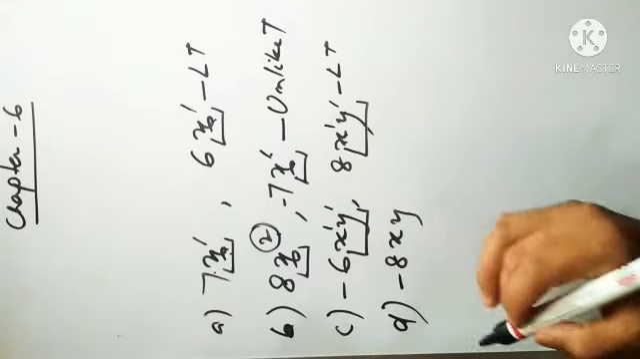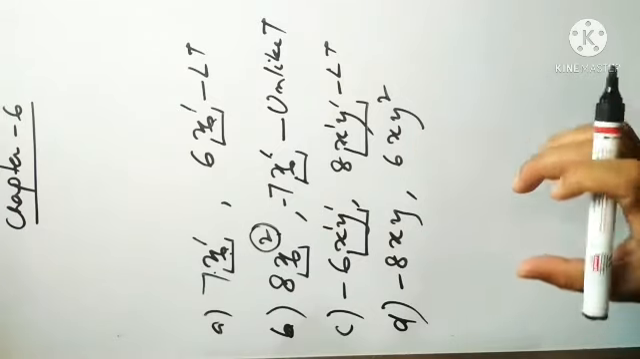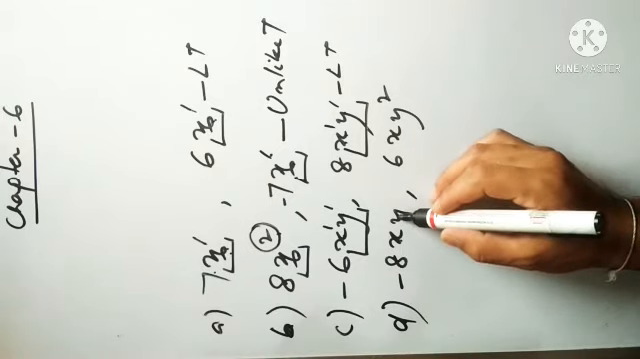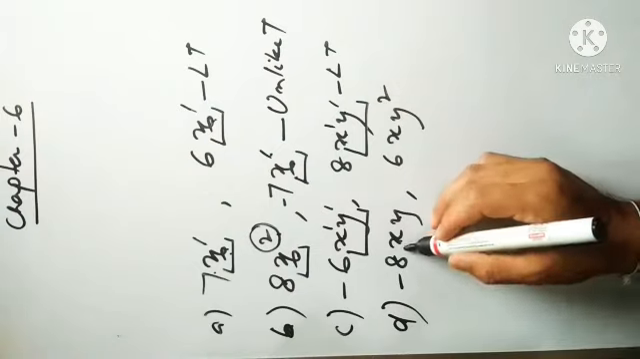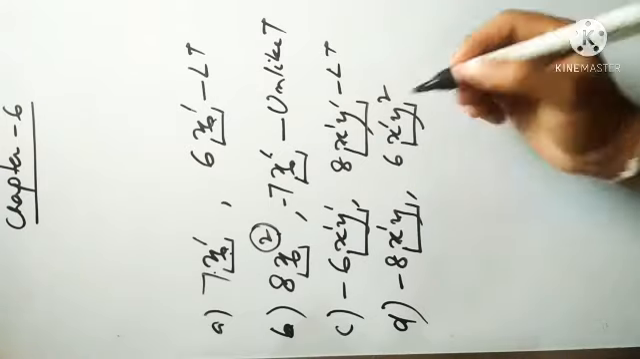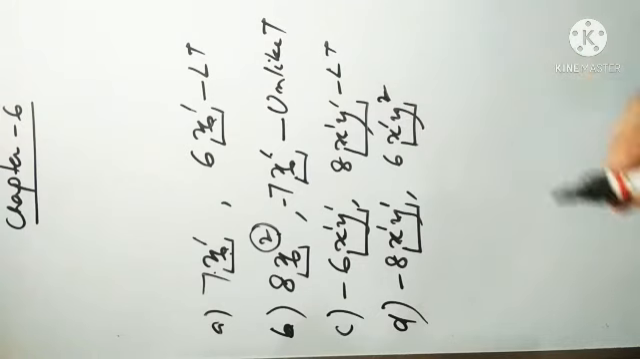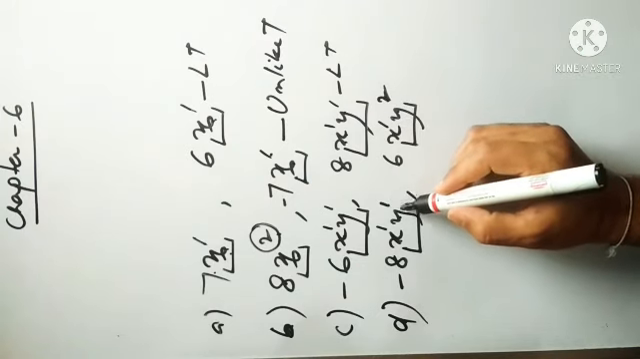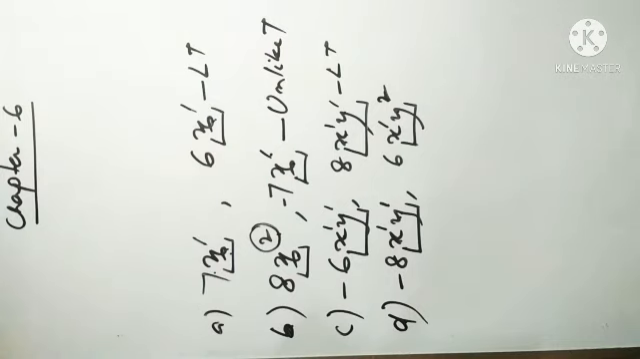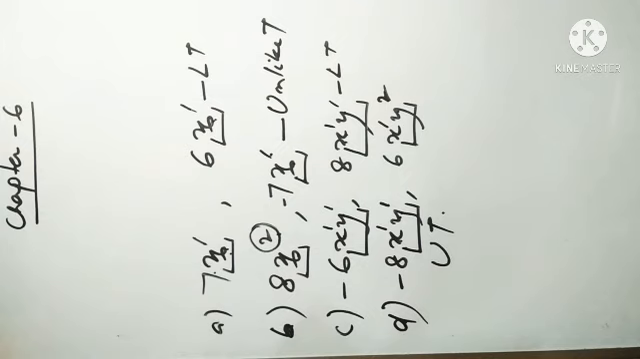Now, minus 8xy and 6xy square. Let's see whether these 2 terms are like or unlike. I find x and y here, and I find x and y here. The first check is done. What about the second? Let us see the power of x. Here I find 1, here I find 1, fine. What about y? Here I find 1 and here I find 2. That means the powers of y are not the same, so they are unlike terms.